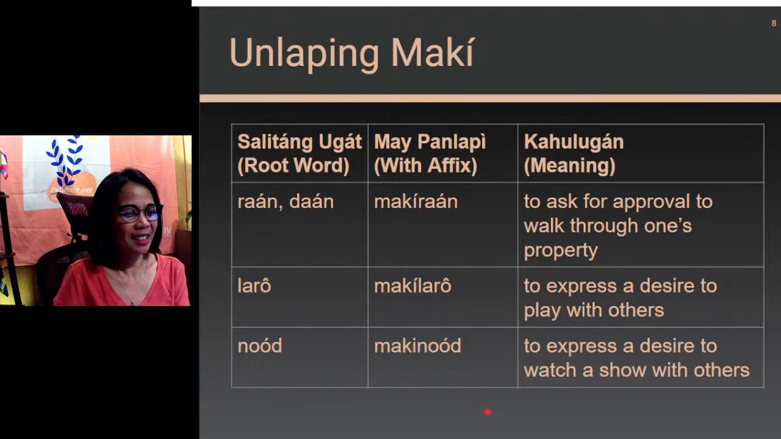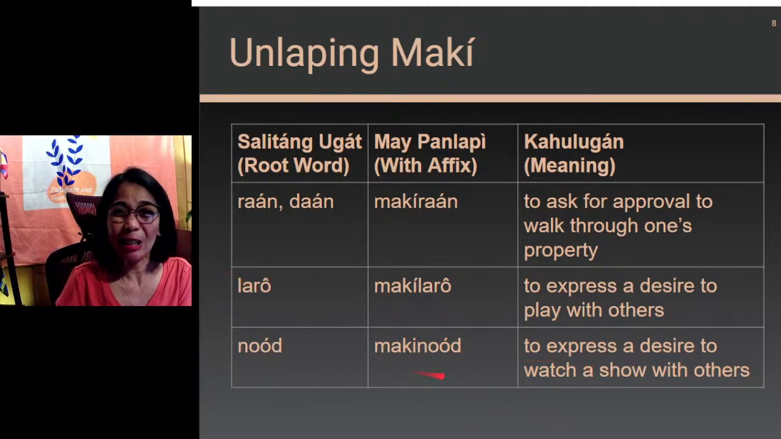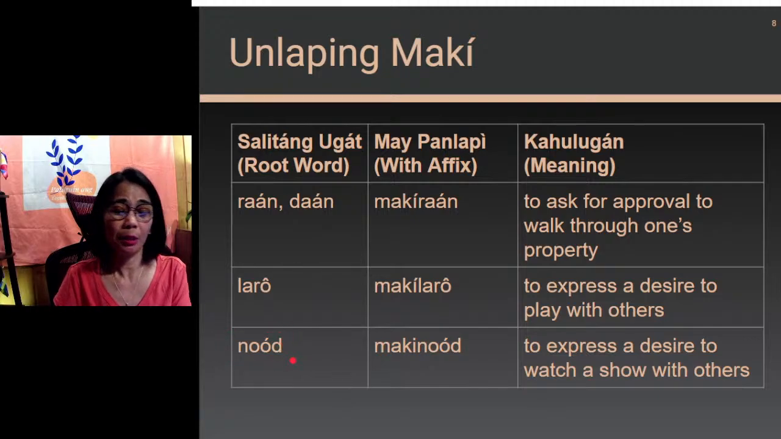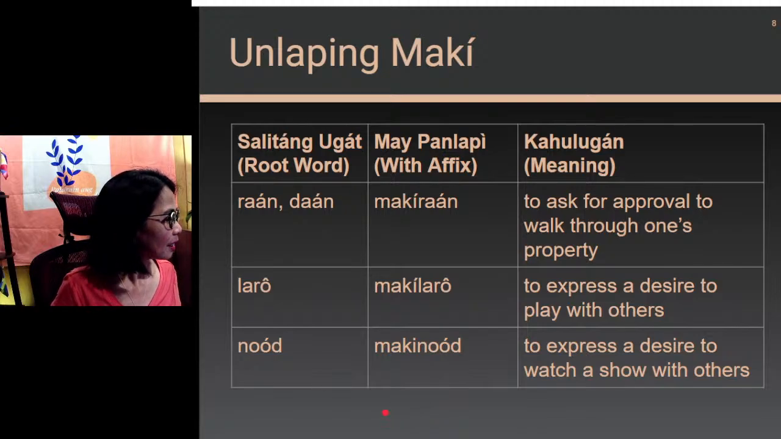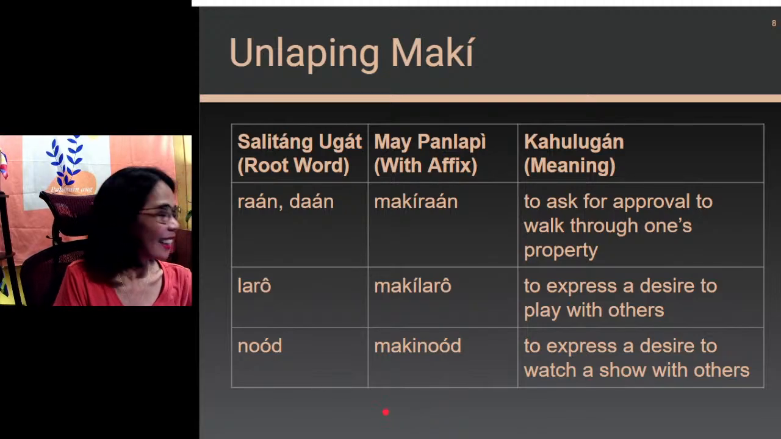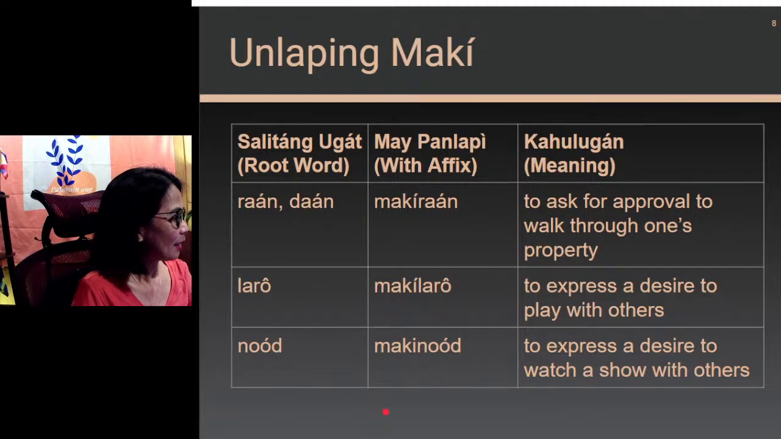Correcting some mistakes now. Okay. So, makinood. Nood is the root word, watch or see. Nood. Okay. What did Kelly ask? Let me see.